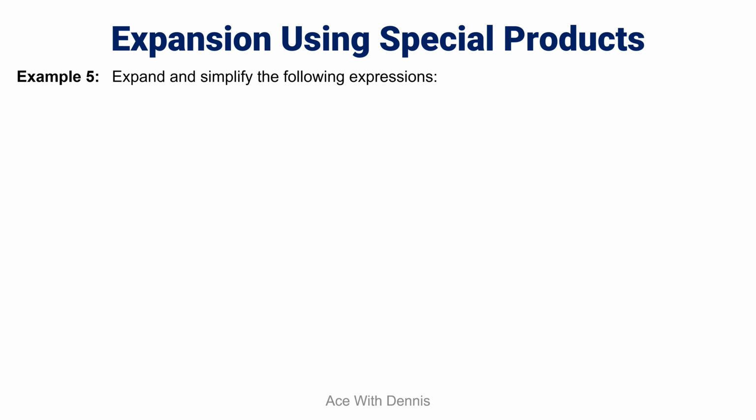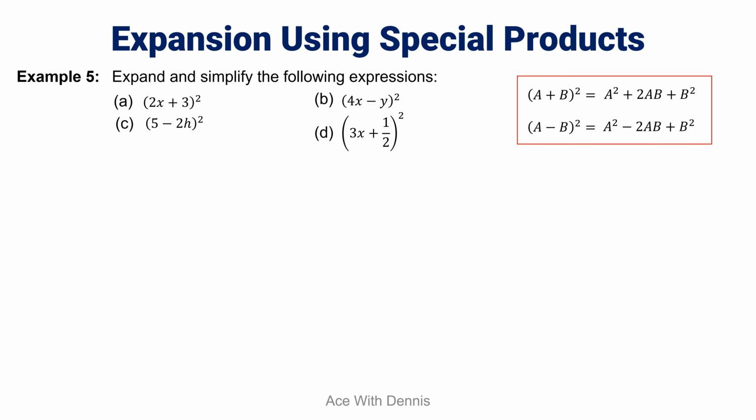Example 5. Expand and simplify the following expressions. A. (2x + 3) squared. B. (4x − y) squared. C. (5 − 2h) squared. And D. (3x + 1/2) squared. Remember the formula? (a + b) squared equals a squared plus 2ab plus b squared, and (a − b) squared equals a squared minus 2ab plus b squared. So we'll use these two formulas to solve this example.